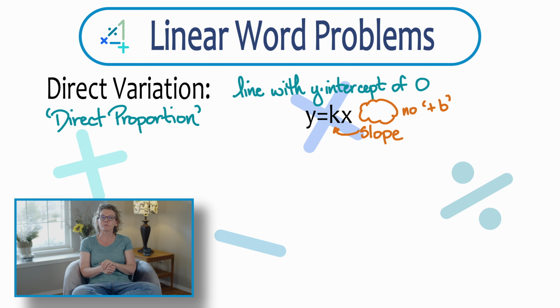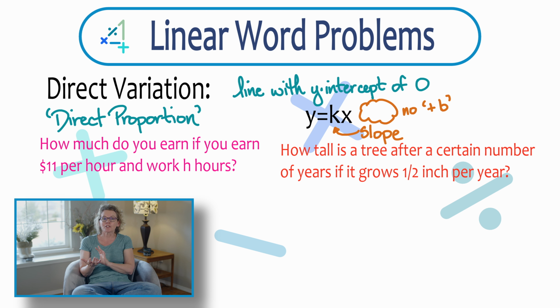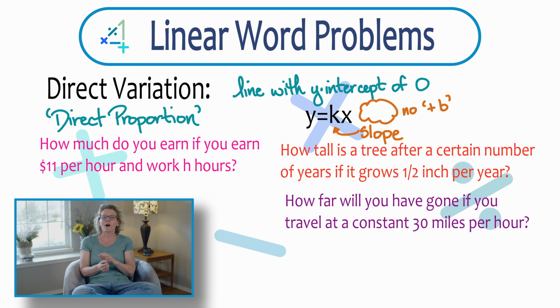Some examples of real-life direct variation examples are how much you would earn if you made $11 per hour and worked H hours, how tall a tree would be after a certain number of years if it grows a half inch per year, or how far you have gone if you travel at a constant 30 miles per hour.